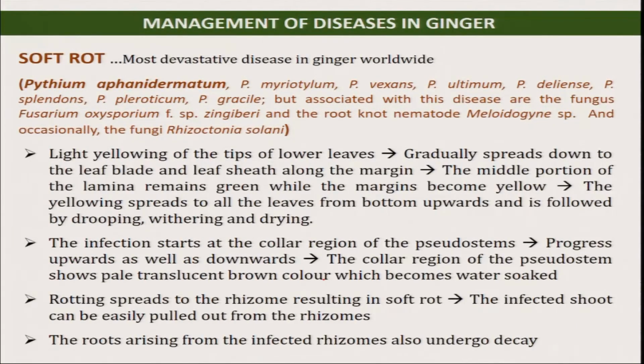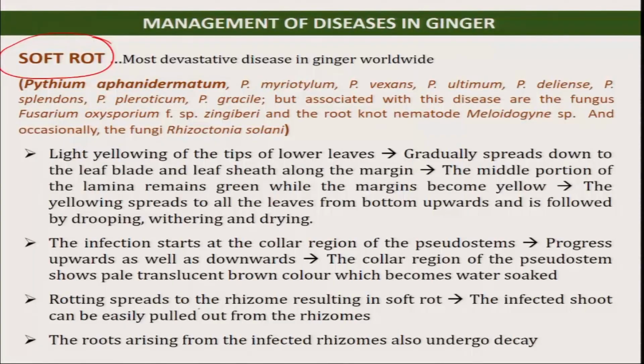One of the major important diseases of ginger is soft rot. A major loss is caused by this disease. In the case of ginger soft rot, it is mostly because farmers are using bad quality rhizomes, they are not properly doing inoculation or seed treatment, and also farmers are growing ginger on the same land year after year. So it is enhanced, and rotting spreads to the rhizome resulting in soft rot, and the roots arising from the infected rhizome also undergo decay. So, yield will be very low and quality will also be poor.